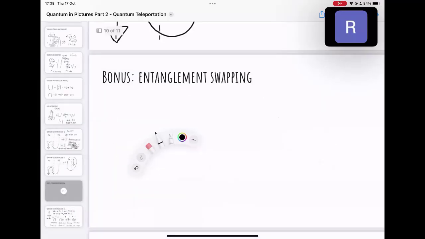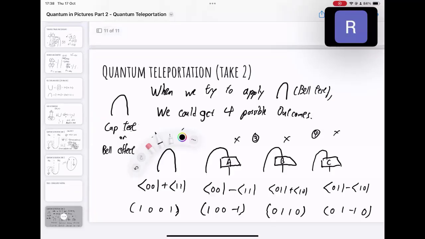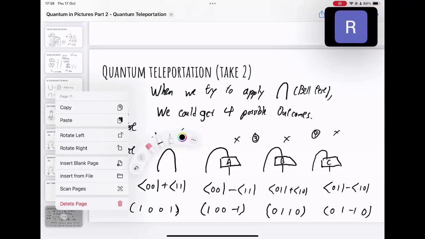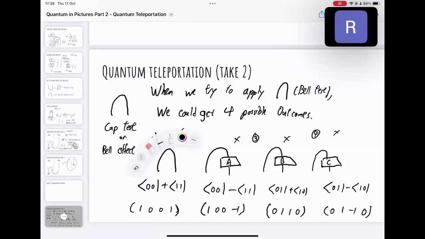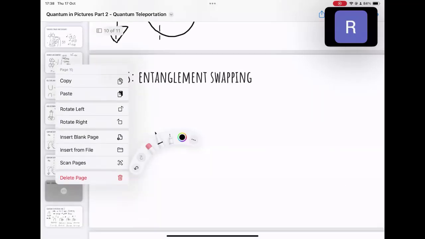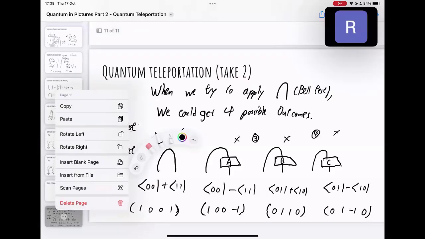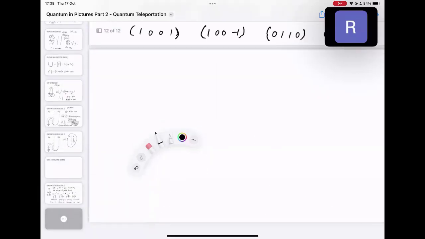So I need to make a new page now. Not sure how to do that. I will copy this slide. No, I can insert blank page. Fantastic. So let's visit this again.